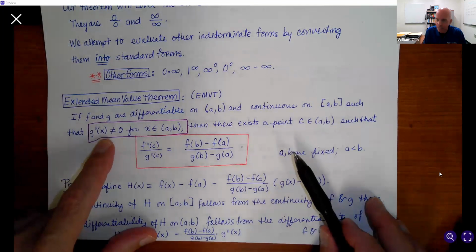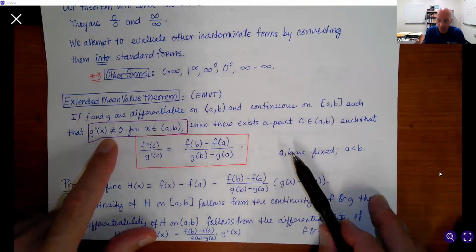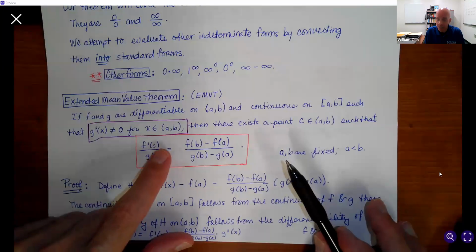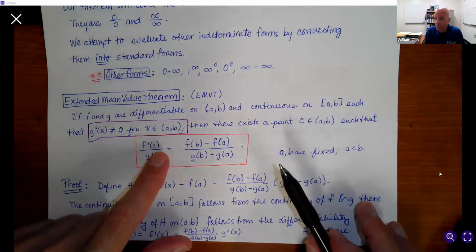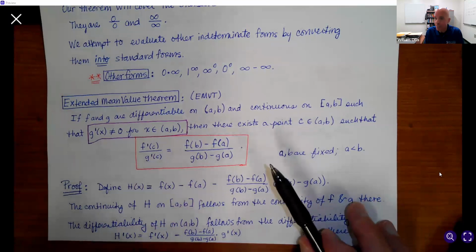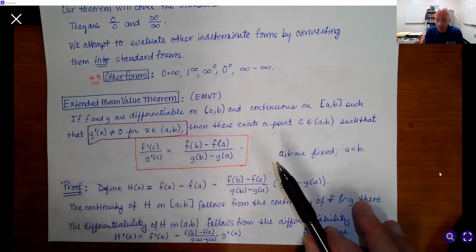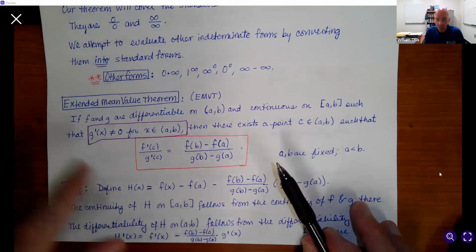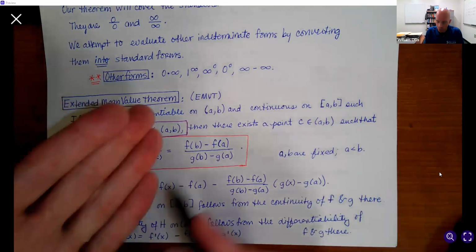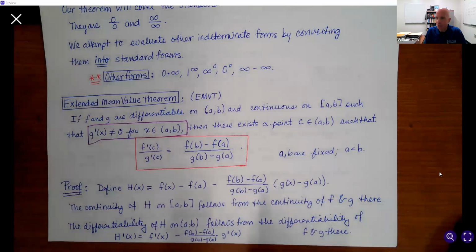So what's going to get us out of that is requiring that g prime of x be non-zero on the open set. What that's going to tell you is that you have an invertible function g. Therefore, g of b minus g of a would never be 0. And of course, g prime of c would never be 0. So this requirement will be needed in order to state this as a result.